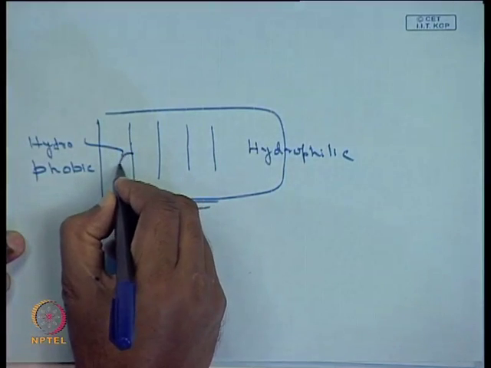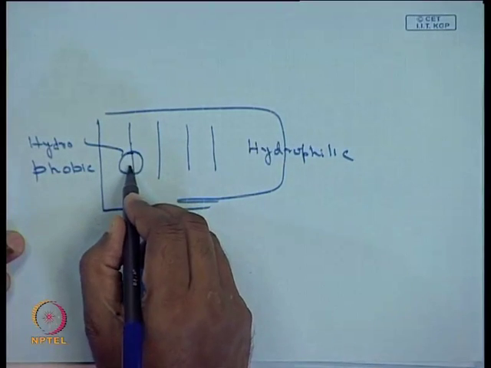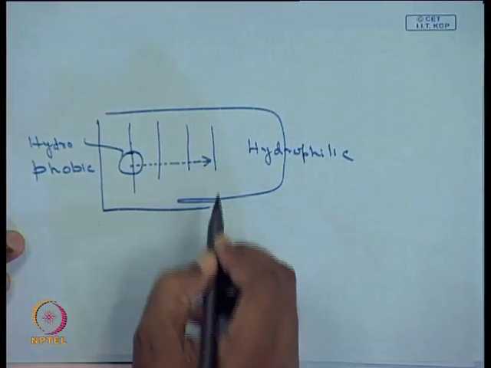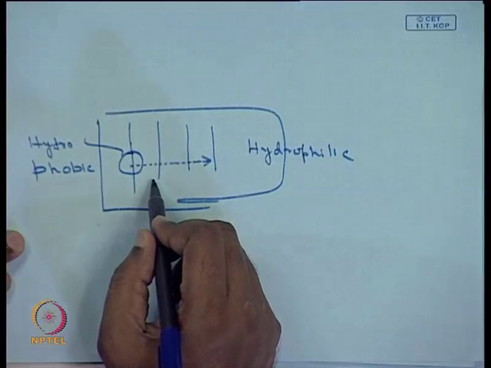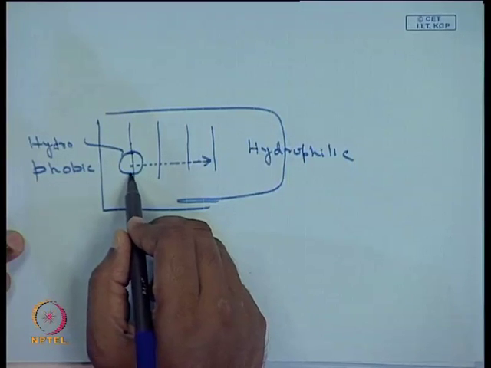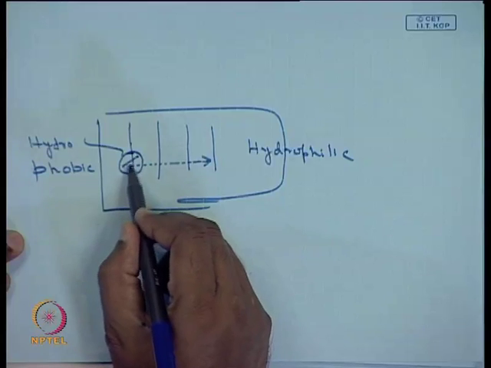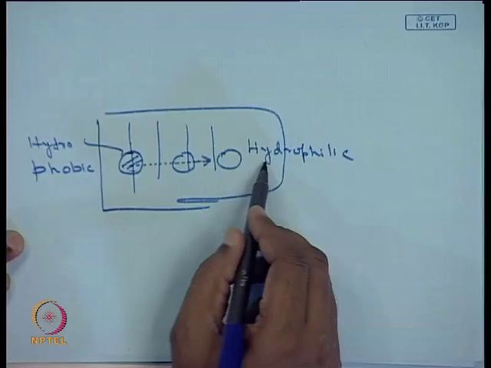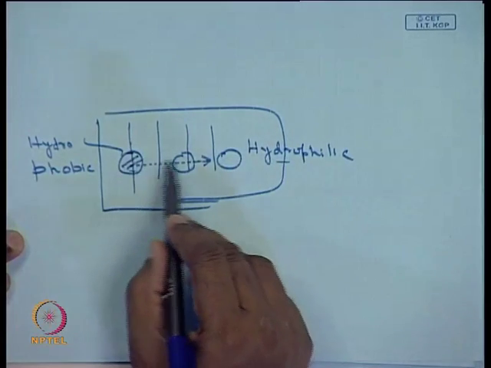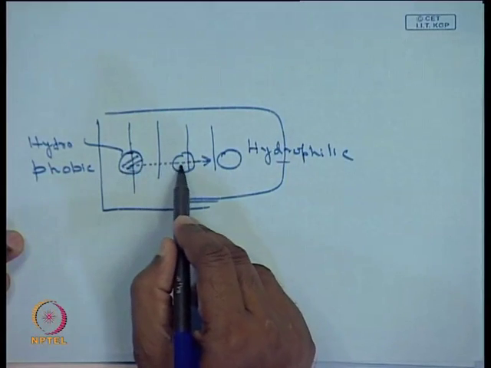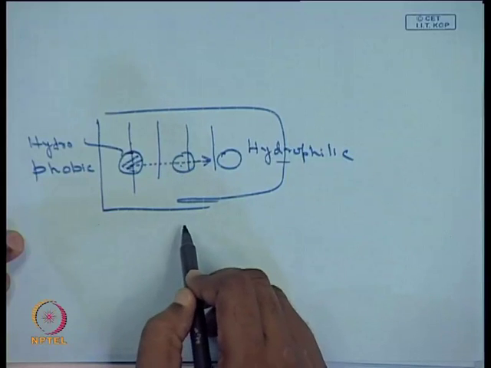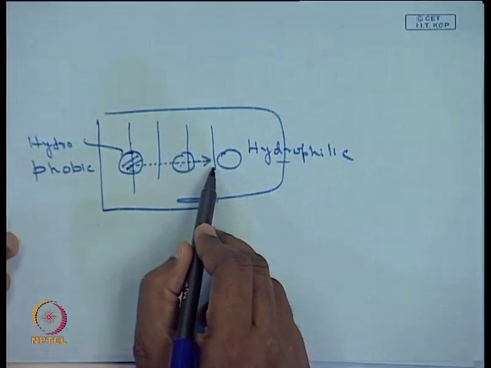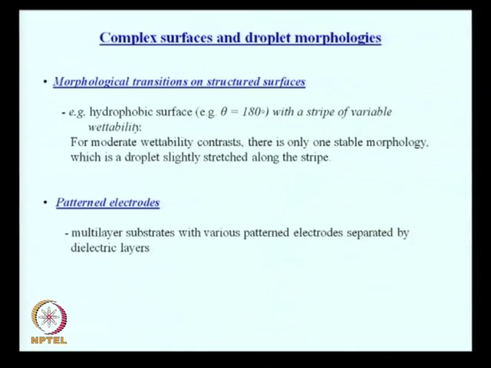What we see is that if a droplet is kept here, then the natural tendency of the water droplet would be to move in this direction. So, if I can provide the right value of hydrophobicity gradient, then there are reports that the droplet will move in the direction of more hydrophilic regions. So, this is one way of making the droplet move, but as you can see it is difficult to achieve, and the velocities that you are going to get using such a process are rather small.